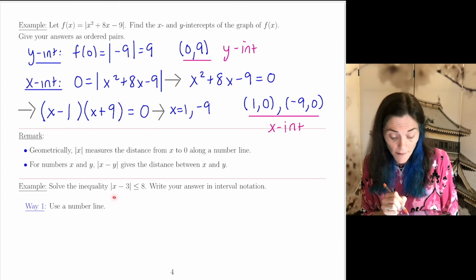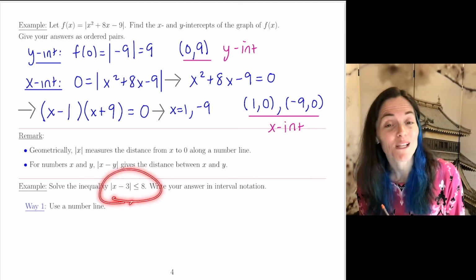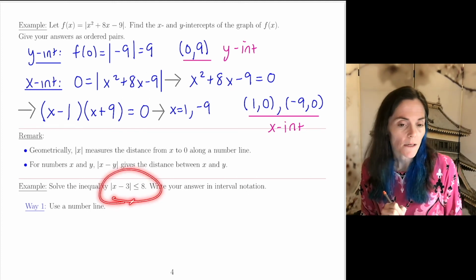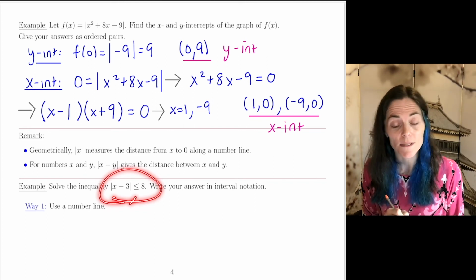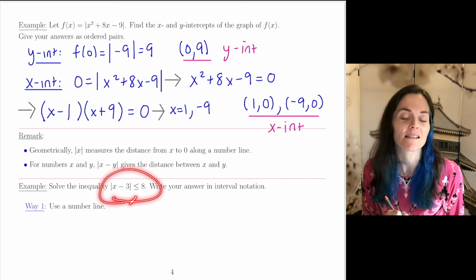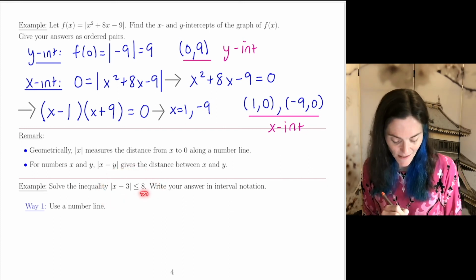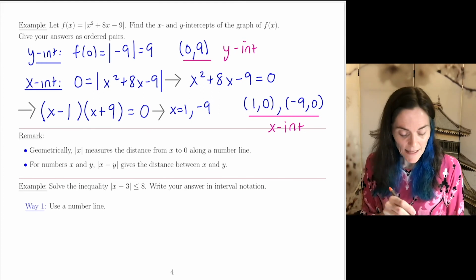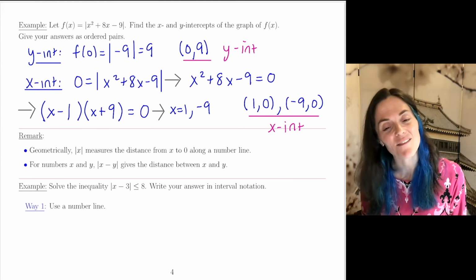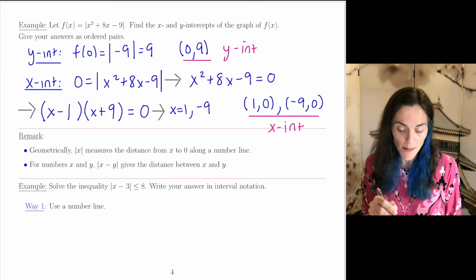So here's my first inequality. We're going to do a few of them. What this is saying is you want to find all x values that are within 8 of the number 3. That's what that says in words. So you have two options of how to solve this. The first is to use a number line.